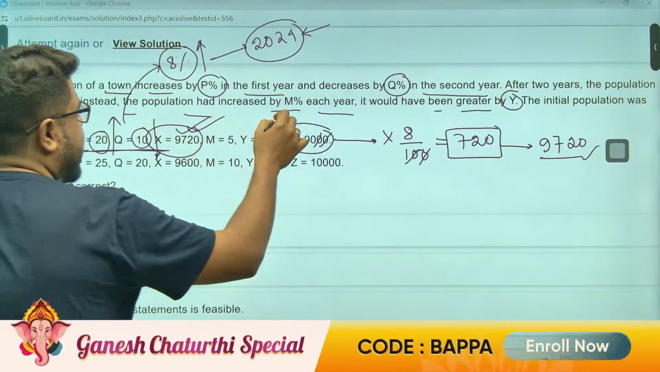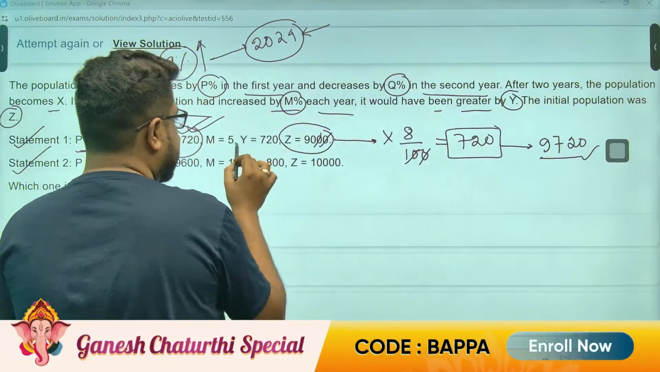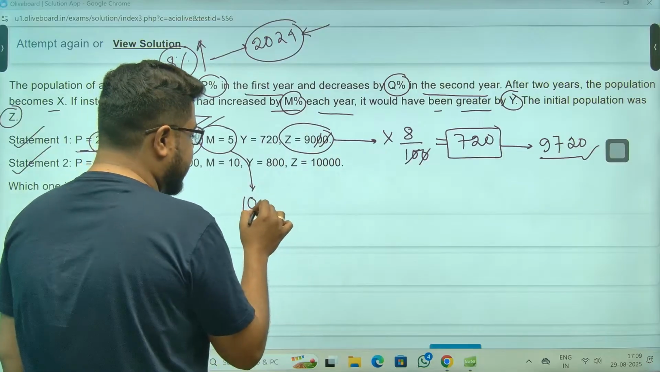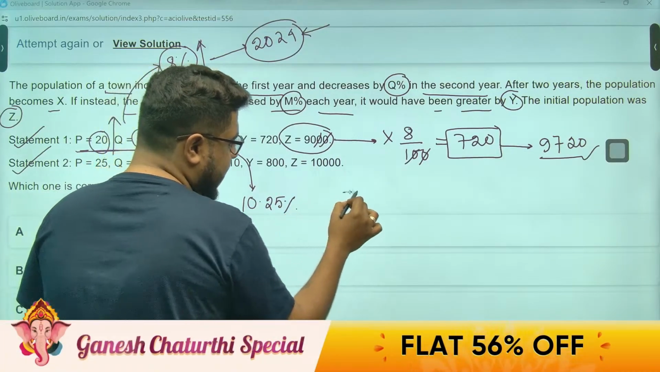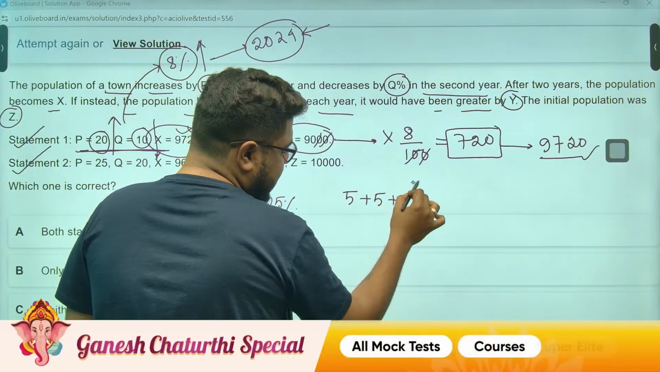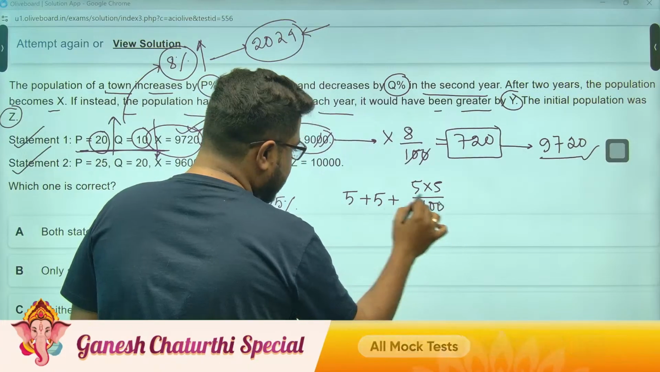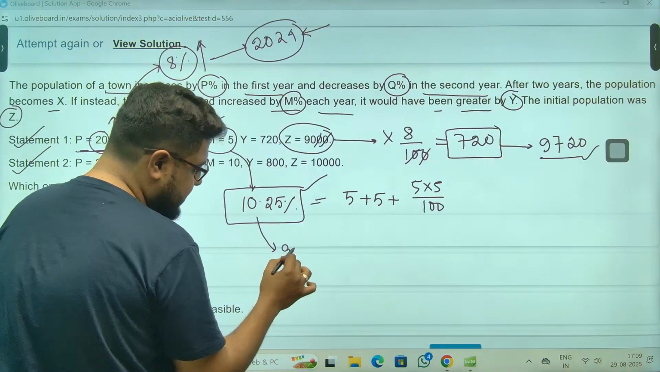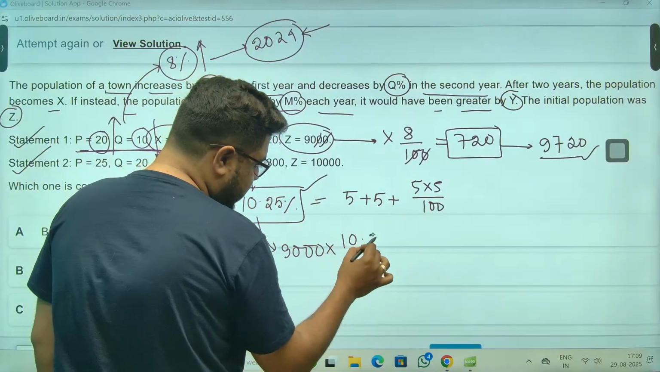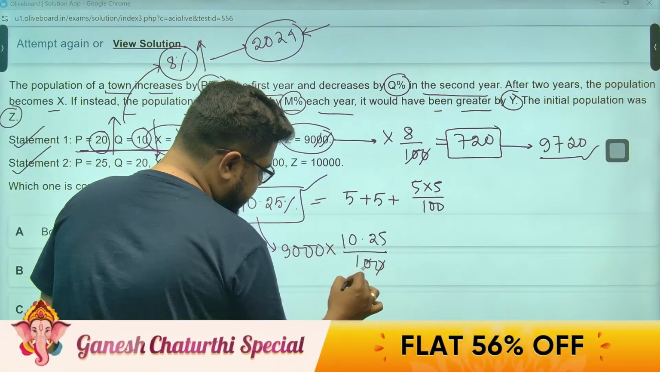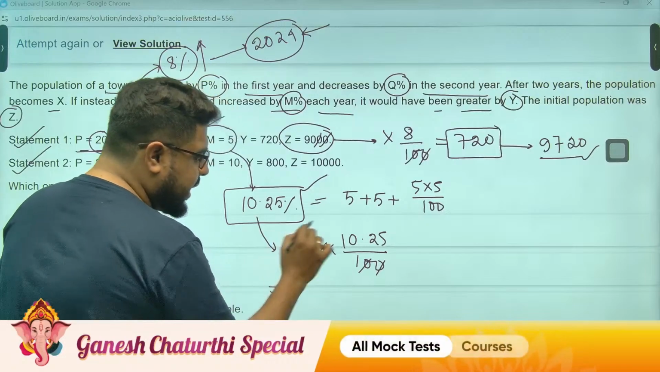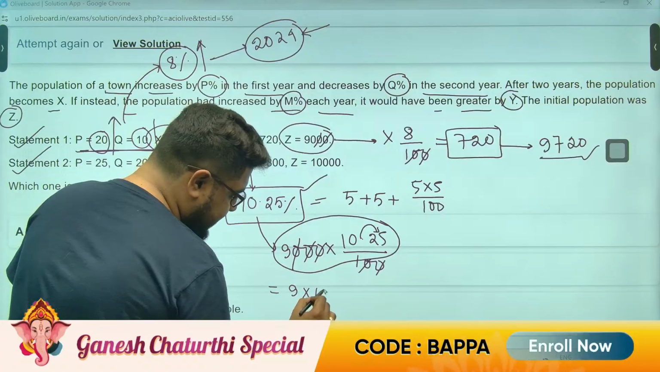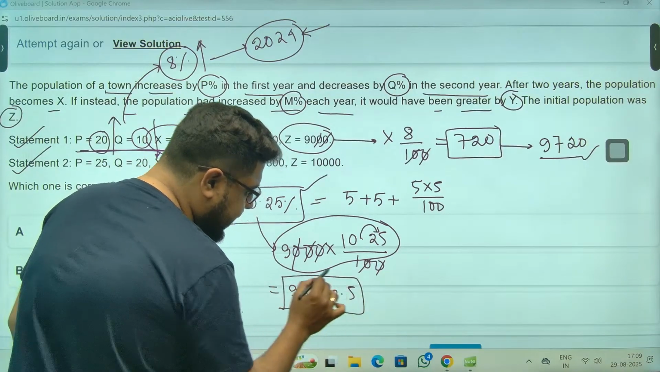Now, if there were 5% increments each year, M is 5. So that means 5% increment in 2 years. Again, use the AB theorem, you will get 10.25%. 5 plus 5 plus 5 into 5 by 100. You do that, you will get 10.25% on 9,000. So 9,000 into 10.25%, whatever it is, it will give you a fraction. So it is 9 into 102.5. It can never give you an integer value.